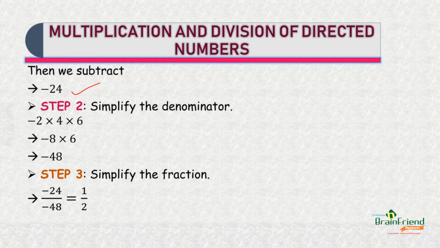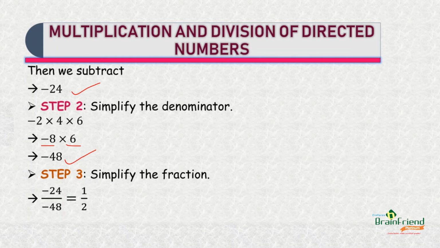Step 2, we simplify the denominator. Our denominator is minus 2 multiplied by 4 multiplied by 6. Minus 2 multiplied by 4 will give us minus 8 multiplied by 6. Minus 8 multiplied by 6 will give us minus 48.